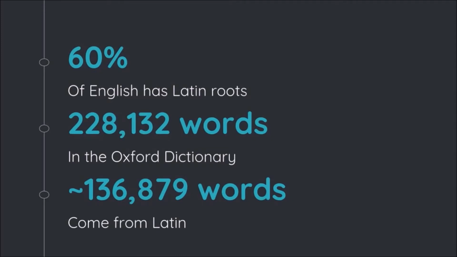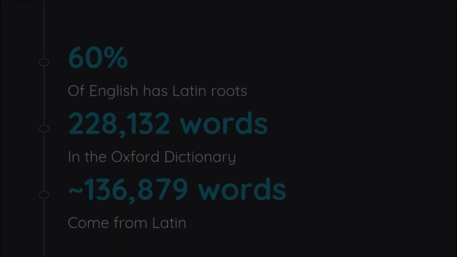If 60% of English has Latin words in it, and 228,132 words are in the Oxford Dictionary, then that's about 136,879 words that come from Latin. 136,879 words that you could learn by learning this language and combining it with one that you already know. So if you want to understand English, you must understand Latin. Let's look at some examples.